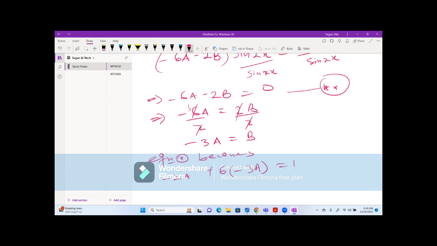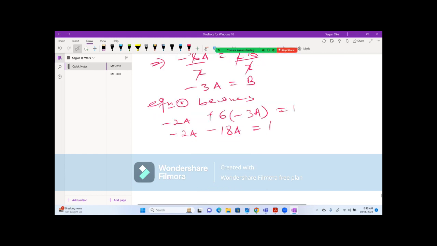So by the time you open the bracket, what do we have? Minus 2a minus 18a equals 1. So everything is now in form of a. We need to calculate our a for us to get the b. We have minus 20a equals 1. Our a is equal to minus 1 all over 20. Do we all agree?